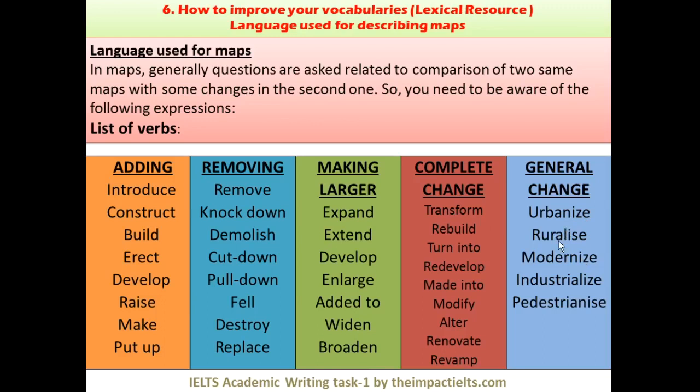Modernized, industrialized, and pedestrianized. Again, I'm not very sure about this word, but it has been used, and I have found it in some dictionary as well. So perhaps you can say that some part of the existing highways has been pedestrianized, means it has been opened for the people who walk on foot, right? So these were the examples of some of the verbs.